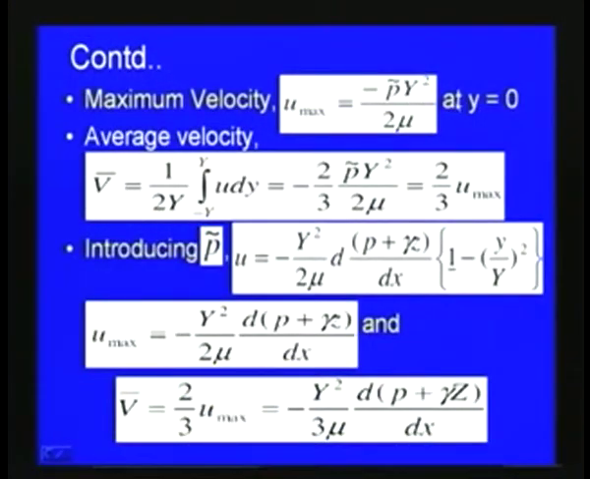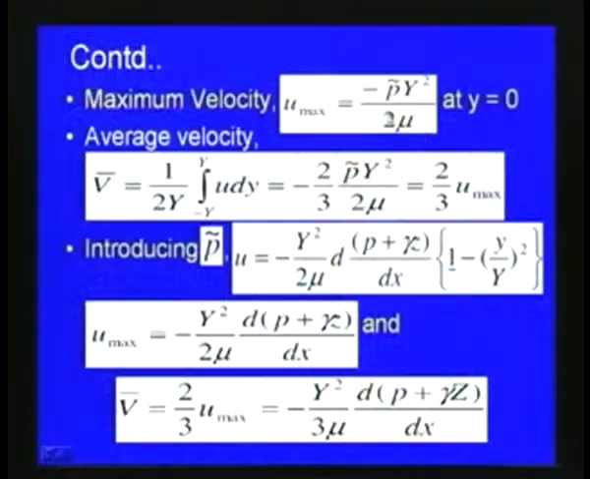Now for this particular case we know that the velocity is maximum at the center. So, at y is equal to 0, we get the maximum velocity u max is equal to minus p tilde y square by 2 mu. And if you want to find the average velocity, v bar is equal to 1 by 2 y integral from minus y to y of u dy, that is equal to, if we integrate, minus 2 by 3 p tilde y square by 2 mu. So, we can show that the average velocity will be 2/3 of the maximum velocity.